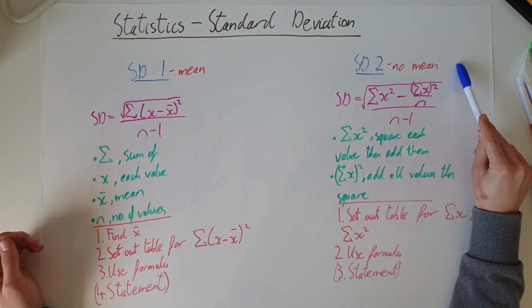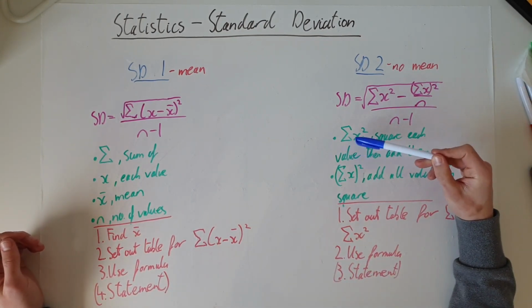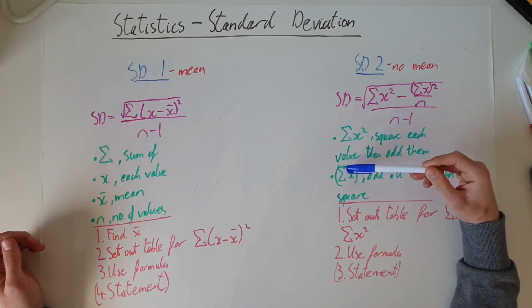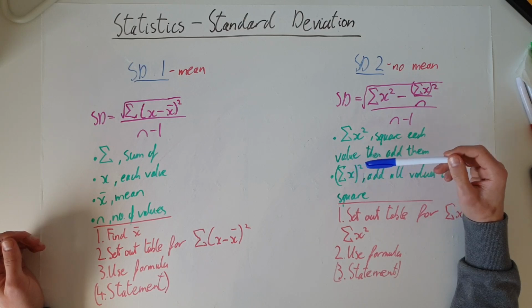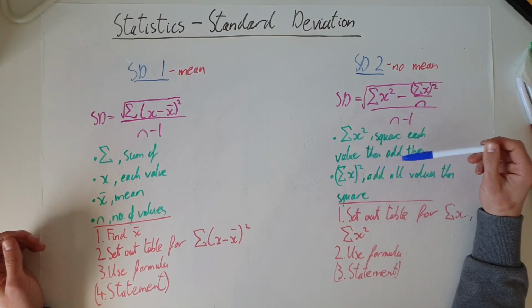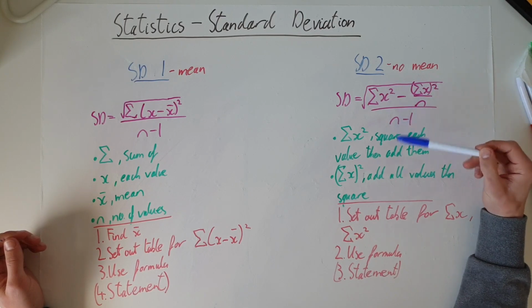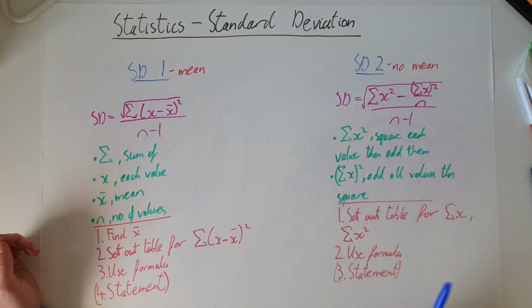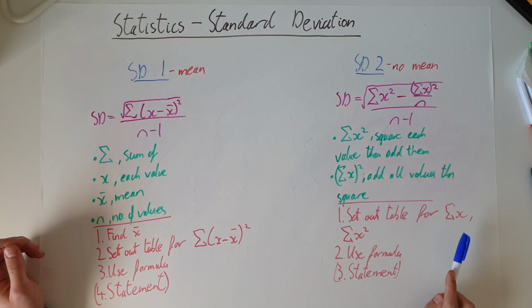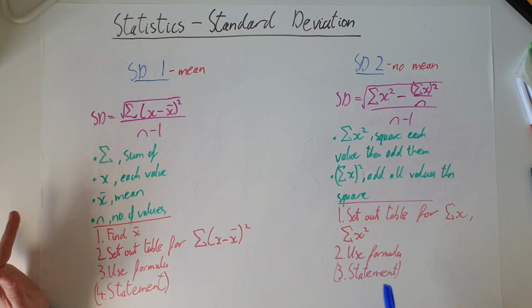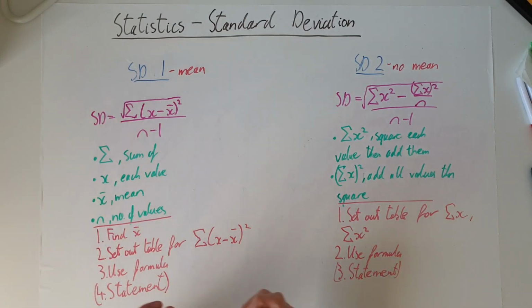And then for our second formula, we can see the sum of x squared just means square each value and then add them. And then here we have the sum of x and then all of that squared, which means add all the values, then square them. And then we have n here and n minus 1 on the bottom. To solve this one, we're going to set out our table to find the sum of x and then the sum of x squared. We'll then use our formula and then make a statement if necessary.